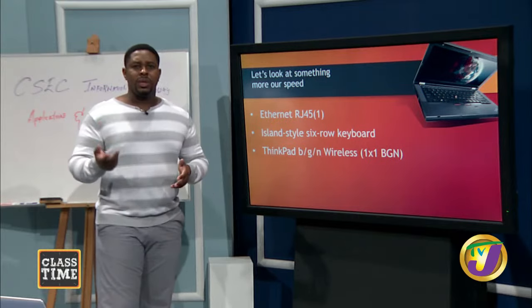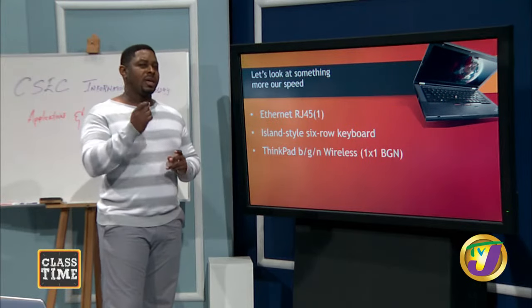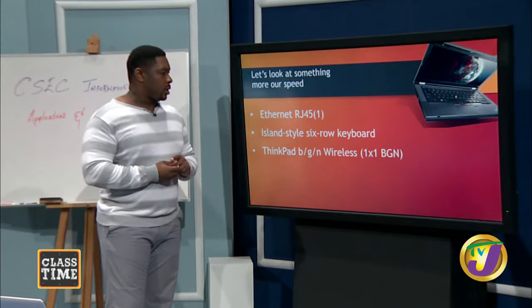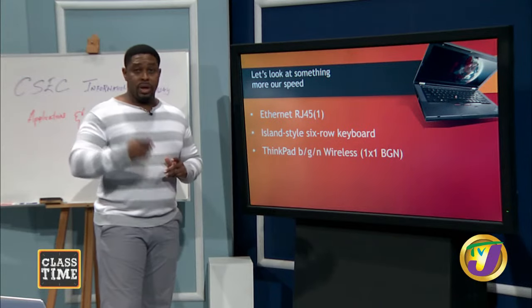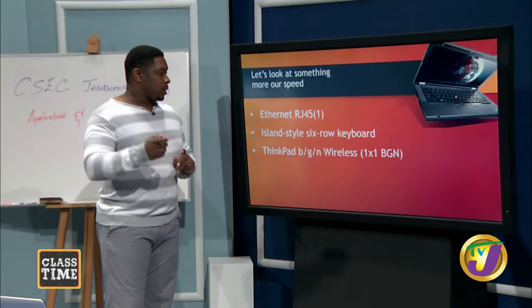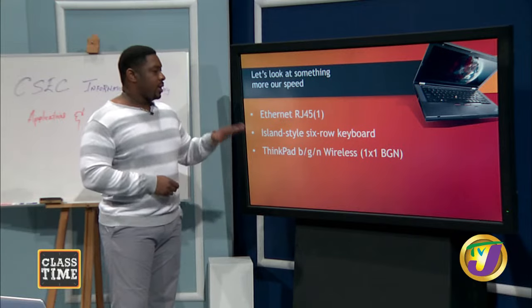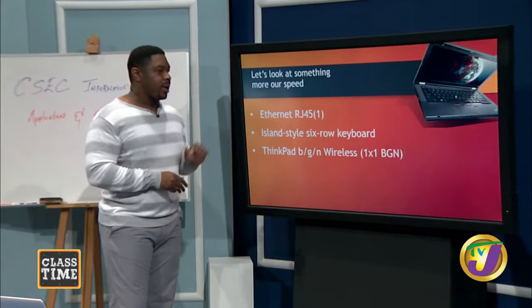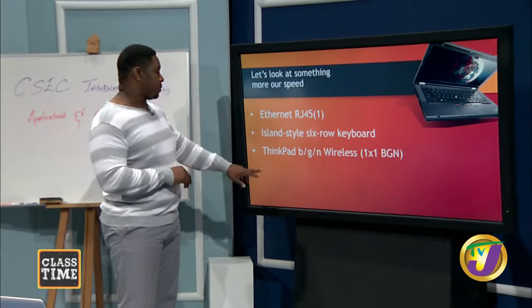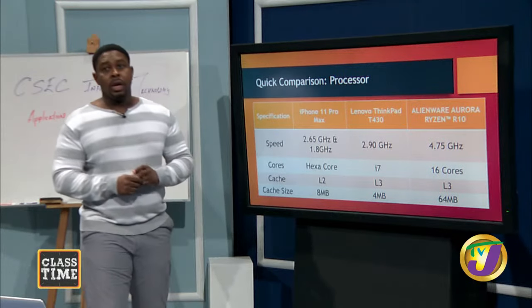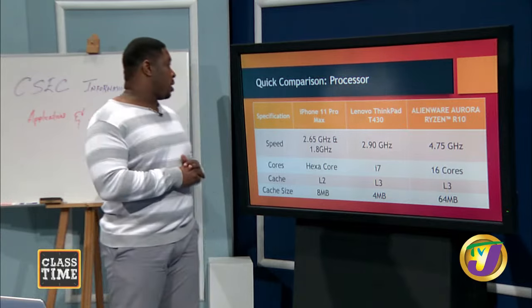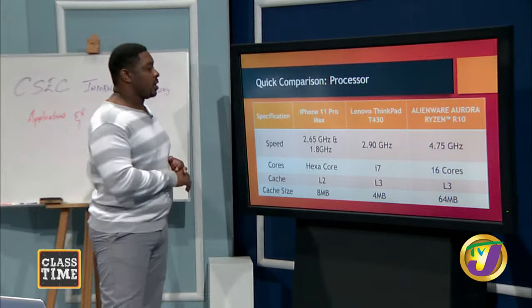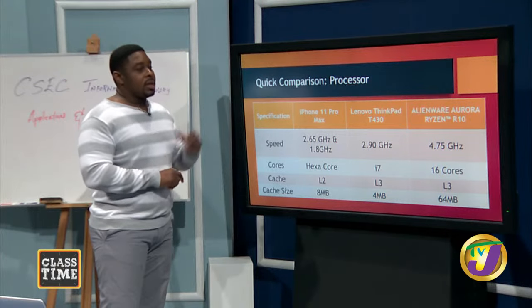Ethernet RJ45 jack. For those of you who don't know it, it looks a little bit like the phone line, but a little bit thicker jack at the end that you'd plug your Ethernet cord in. And then an island-style 6-row keyboard, and that just speaks to your keyboard, of course, and then the wireless technology behind it.